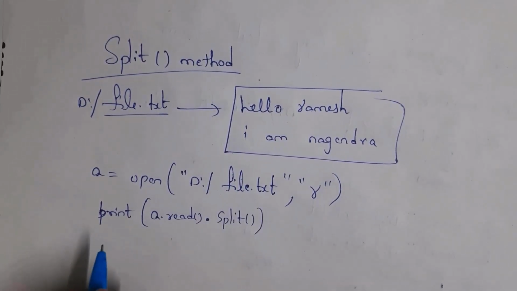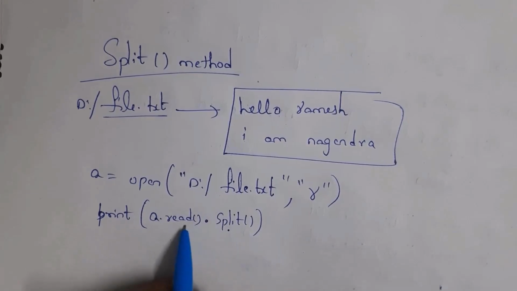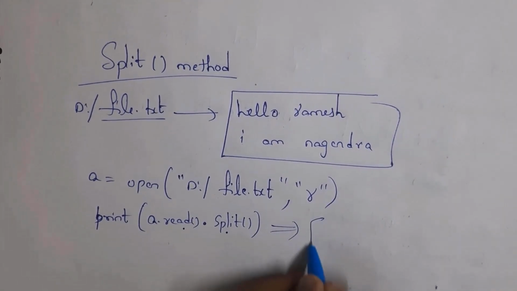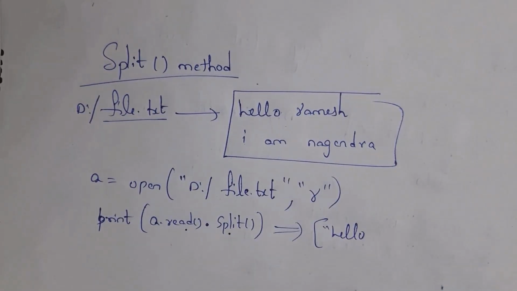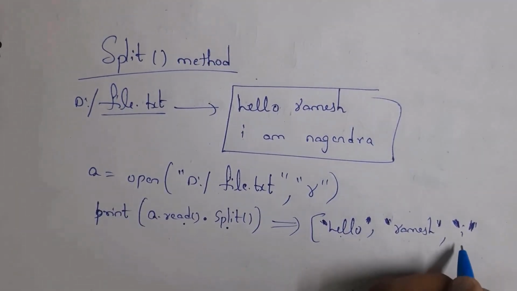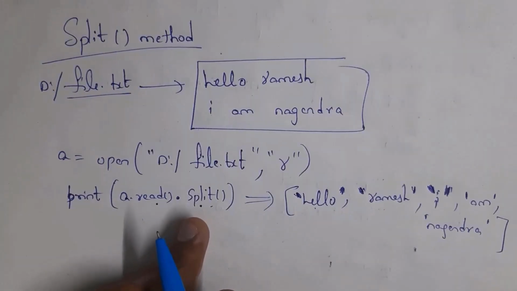I am performing two operations. First, I am splitting this data, and I am reading this data. Whenever I run this line of code, I will get output. It will display the output in the form of a list, and it will split each string with quotations. So I will get the output 'hello', 'Ramesh', 'I', 'am', 'Nagendra'. The split method is used to split a string.